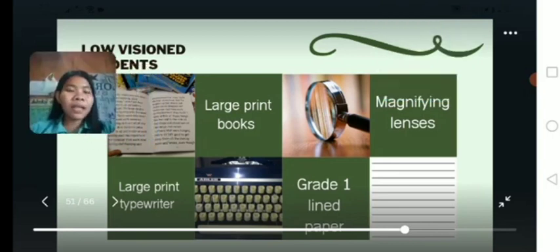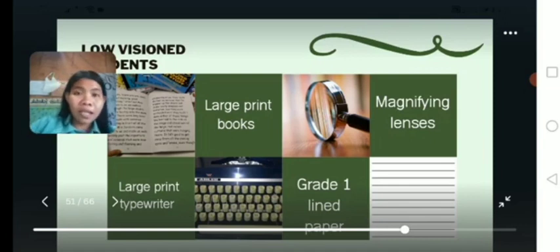We also have the magnifying glass. I guess every one of us is familiar with magnifying lenses. The eyeglasses or reading glasses can be considered as magnifying lenses. These are glasses that could help low vision students to read better or to see more clearly. We also have the grade 1 lined paper. This will guide the low vision students to write straight, so their writing does not go out of line or become crooked.